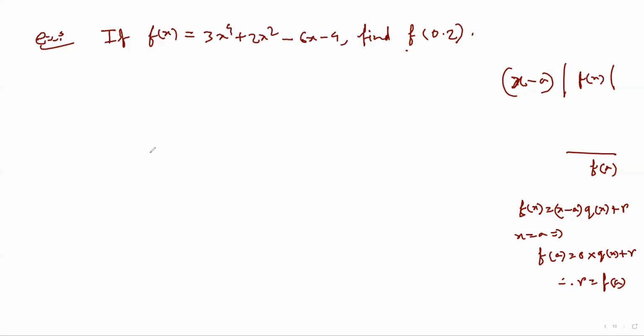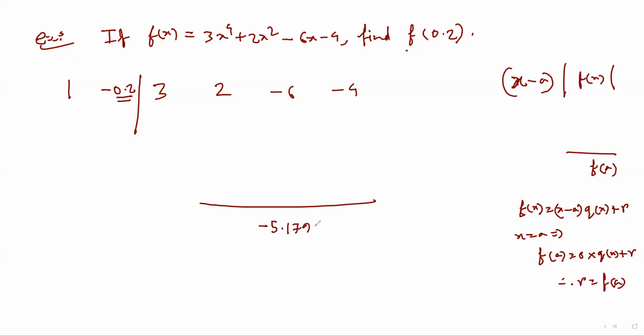So just use synthetic division to divide this expression, 3, 0, 2, minus 6, minus 4, by x minus 0.2. So h equals 0.2 here. Continue the process, and finally you'd see that the remainder comes out as minus 5.1792. I'm not going into the detail of the problem. So this is actually f of 0.2. I think that would be all from synthetic division.